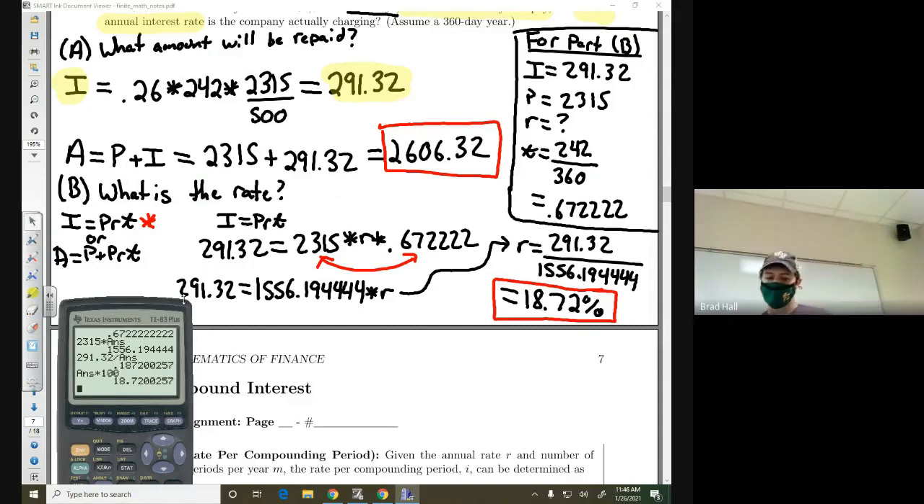So it sounded really good on paper when they said 26 cents for every $500 borrowed each day. But when you extrapolate the information, then you see that, okay, that's a pretty high interest rate. I'm going to go somewhere else. So clever marketing, very clever.